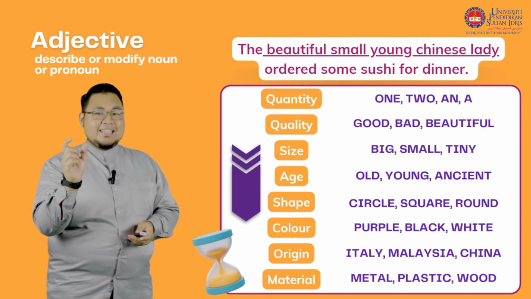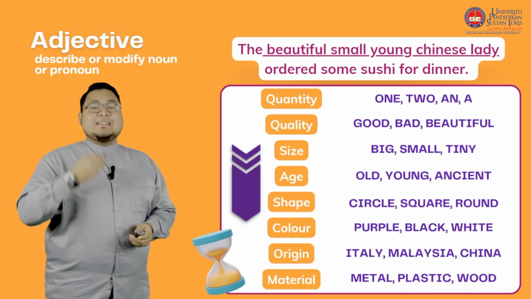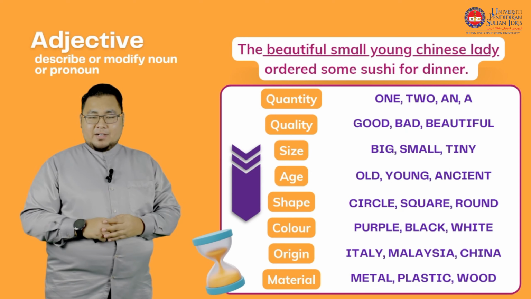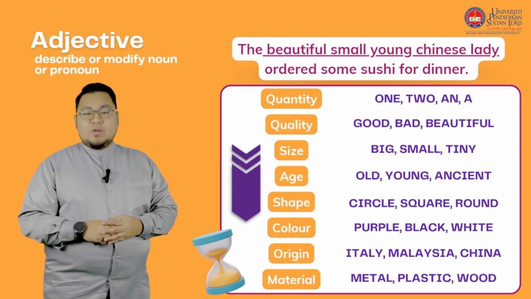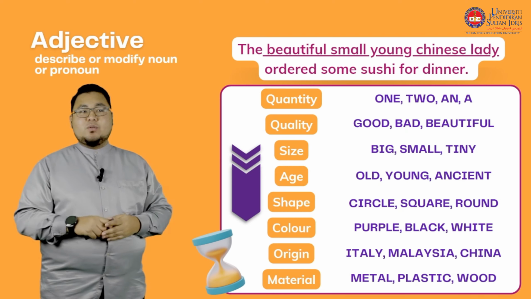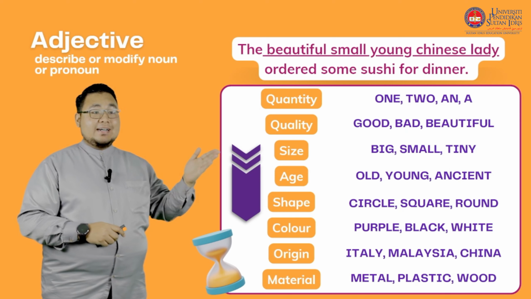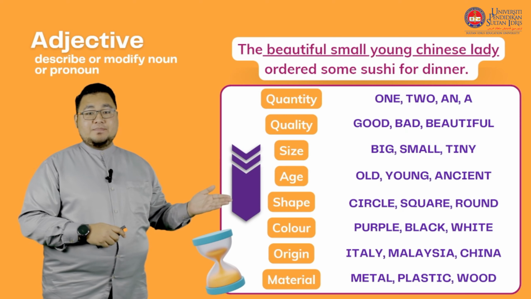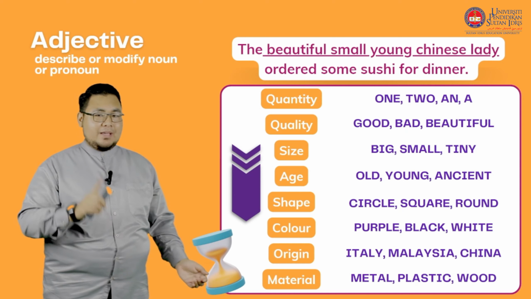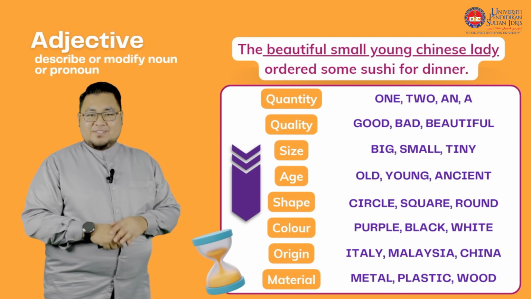The word lady there is a noun. We are describing what type of lady, what kind of lady we are going to use in the sentence. So now remember, when you're using adjective, you have to follow this arrangement. Right? You have to start with quantity, followed by quality, size, age, shape, color, origin, and materials. Remember to follow this and you can see the beauty of adjective itself.